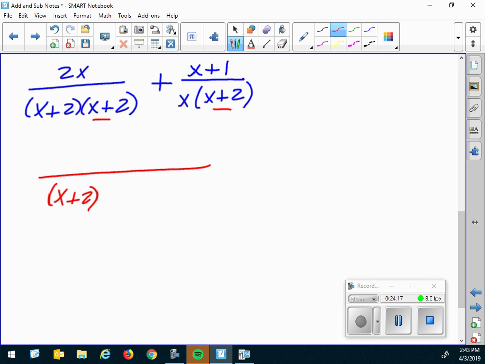What else is common? Yeah, I don't have anything else common, do I? Because on this one I've got an x plus 2, and on this one I've got an x. So write down everything else you've got. An x plus 2 and an x. That's your common denominator.